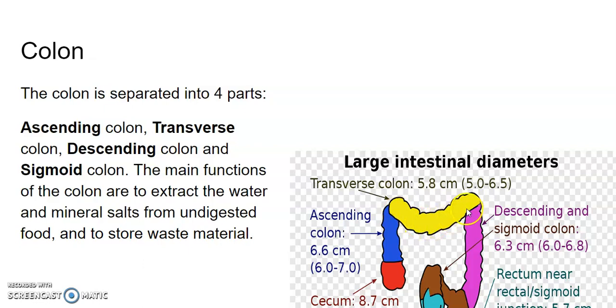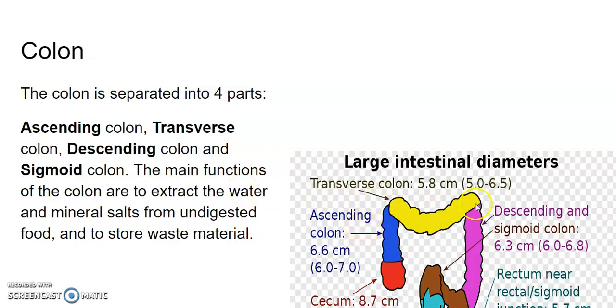The rest of this is the colon, to this point right here anyway. You have three parts to it: your ascending colon, your transverse colon, and then your descending colon. And then this one actually kind of moves backwards towards the back of the body, and that is called your sigmoid colon. And the main functions of the colon are to extract that water.